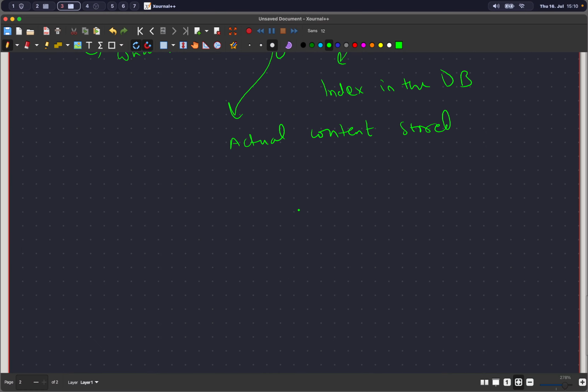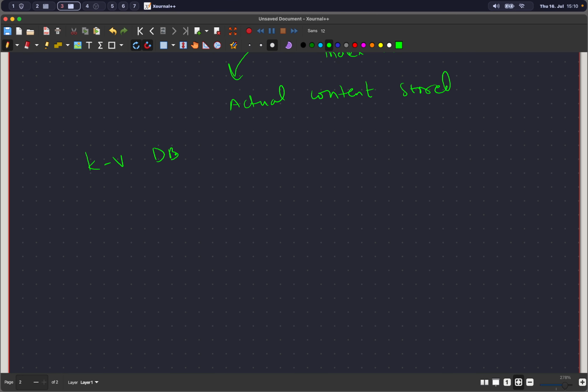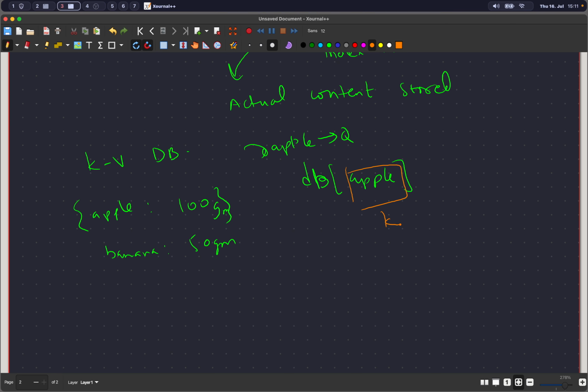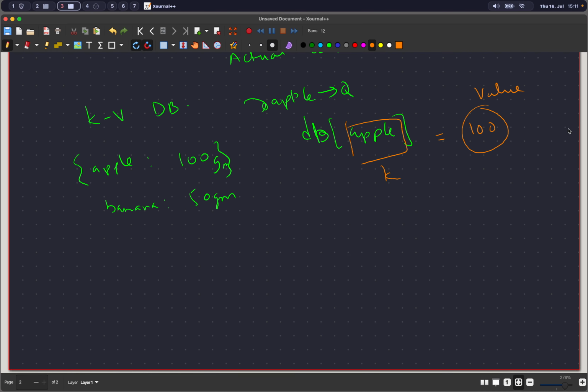So suppose you have a key-value database and there is an entry, let's say apple is 100 grams, and banana is 50 grams. Now if you're doing a lookup in the database regarding, let's say, apple, so apple is your query, then this apple is your key, and whatever value this returns, which is 100, that will be your value, the actual value that is stored. So here we have an exact key and query match, and on the basis of it, it returns the exact values.